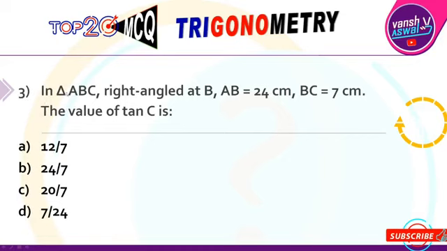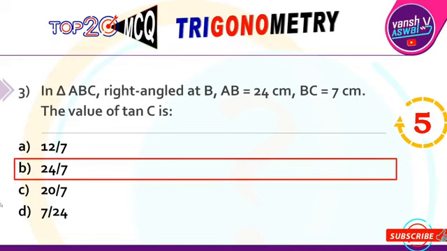Third question, in triangle ABC, right angled at B, AB is equal to 24 centimeter, BC is equal to 7 centimeter, the value of tan C is. Answer is B, 24 divided by 7 or 24 by 7.